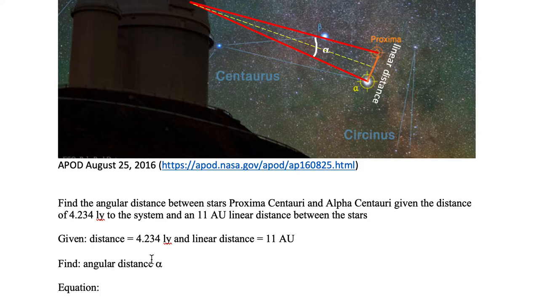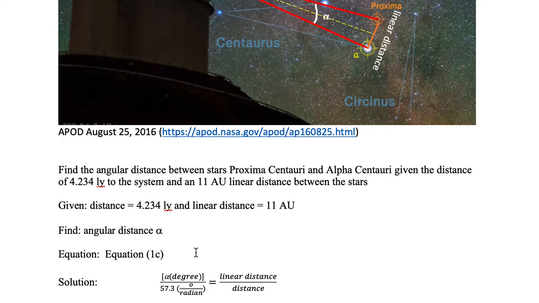Since we are finding the angular distance alpha and the question does not specify whether it's degrees, arc minutes, or arc seconds, we can choose any of the three equations in this chapter that we would like to use. Because the distance looks pretty good, meaning that we see a wide separation, we're going to use the degree calculation. Equation 1c. Now this equation is where we're given alpha degrees divided by 57.3 in units of degree per radian, which is equal to the linear distance divided by the distance.